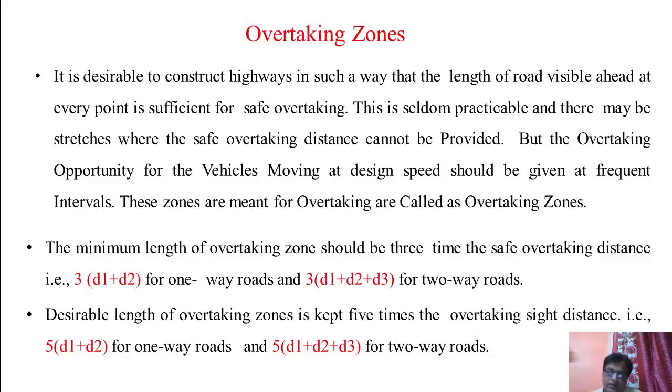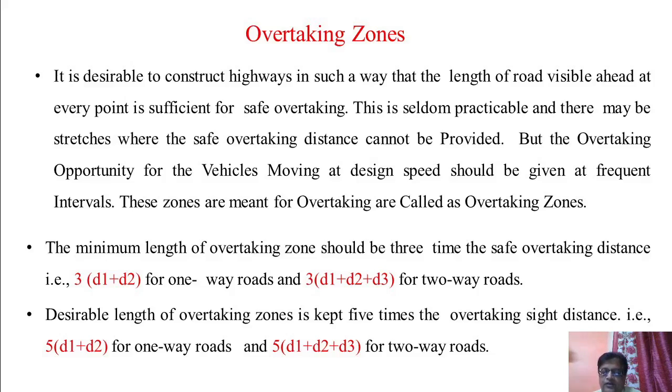Overtaking zones. It is desirable to construct the highways in such a way that the length of road visible ahead at every point is sufficient for safe overtaking. This is rarely practicable, and there may be stretches where the safe overtaking sight distance cannot be provided due to site conditions. But the overtaking opportunity for the vehicles moving at design speed should be given at frequent intervals. These zones are meant for overtaking, hence they are called overtaking zones.